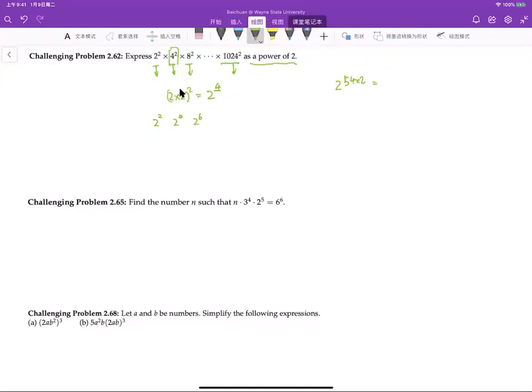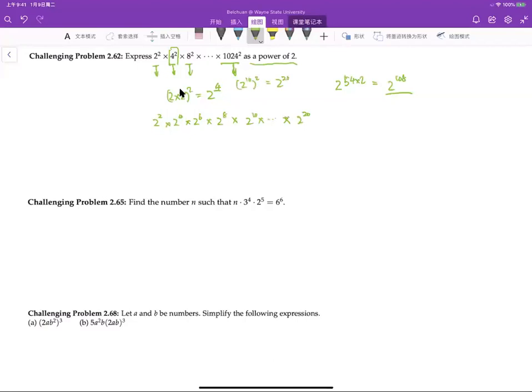All right, so let's check if this is true or not. So, yep, let me just write them down step by step. First, we can rewrite every term as a power of 2. So we can list all of them. The last term is 2 to the 20th, because 1024 is 2 to the 10th, so 1024 is 2 to the 10th squared, so that will be 2 to the 20th.